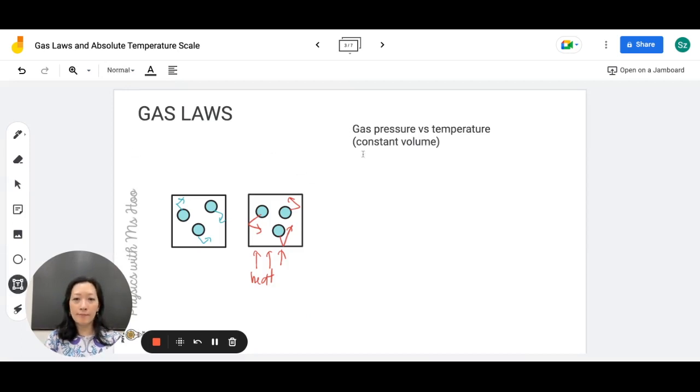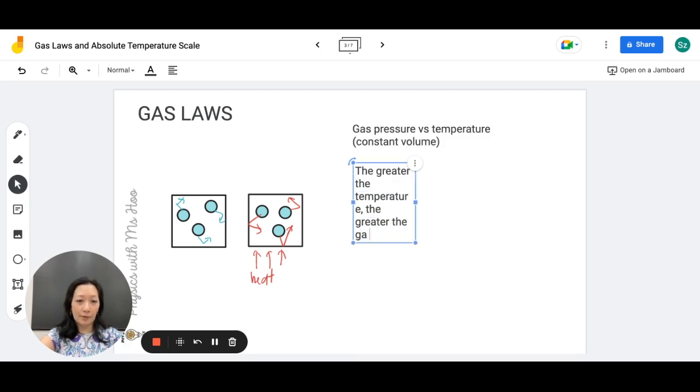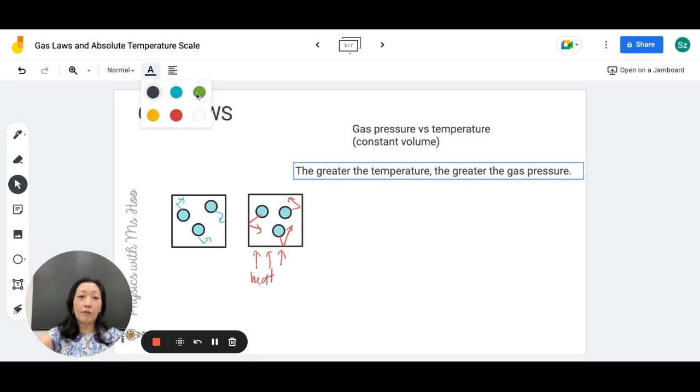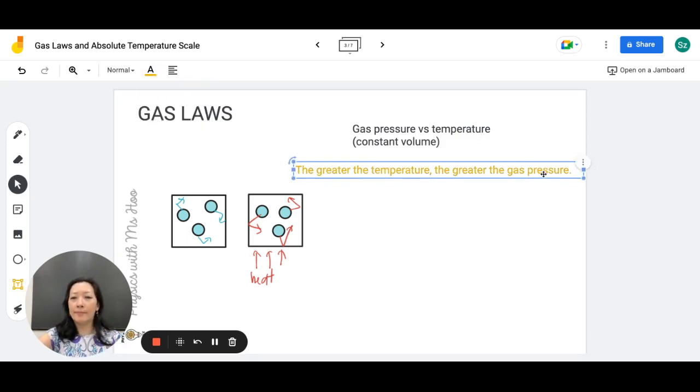So I'm going to write that down. The greater the temperature, the greater the gas pressure. So this is the relationship between temperature and pressure of the gas. It is in yellow just because, right? Okay.